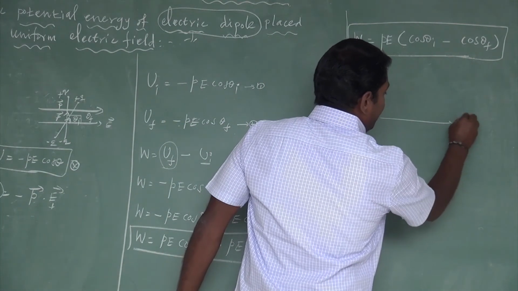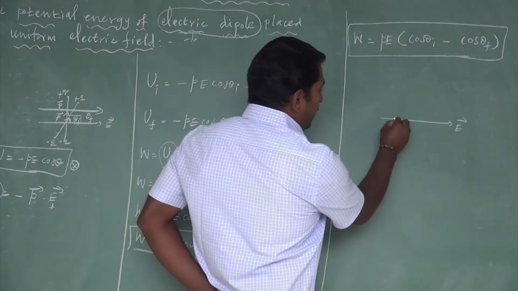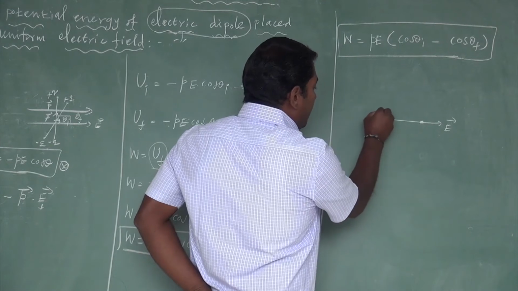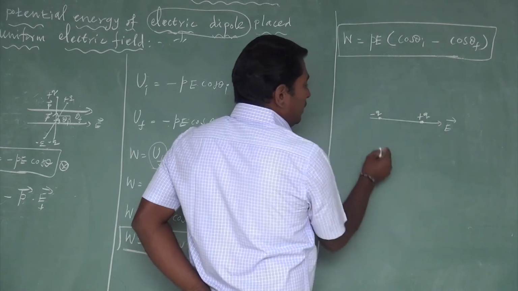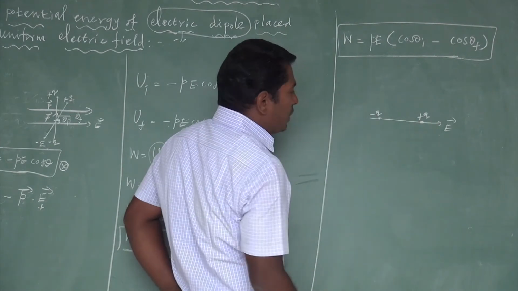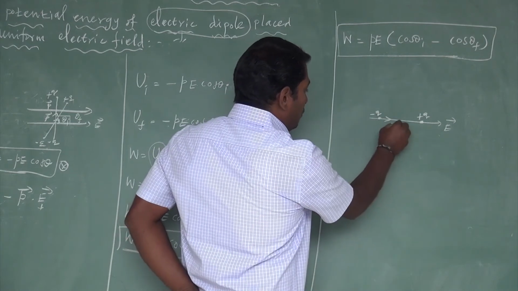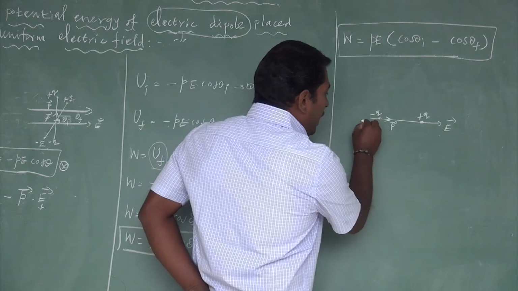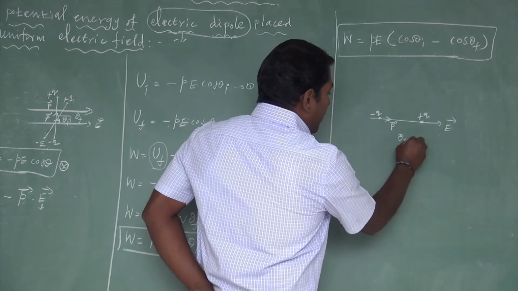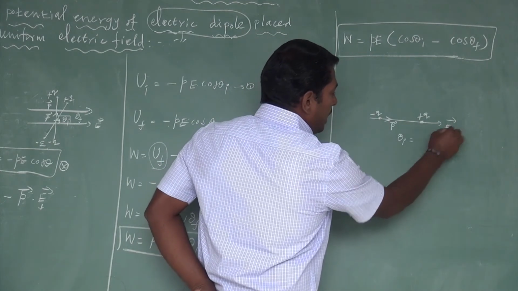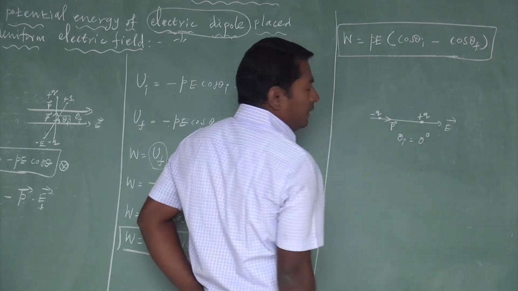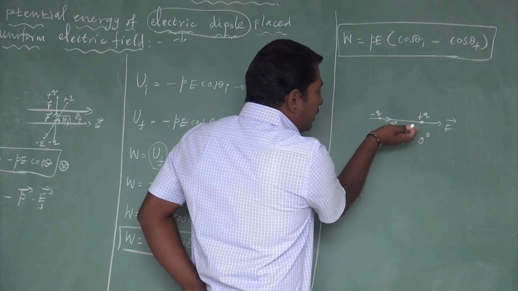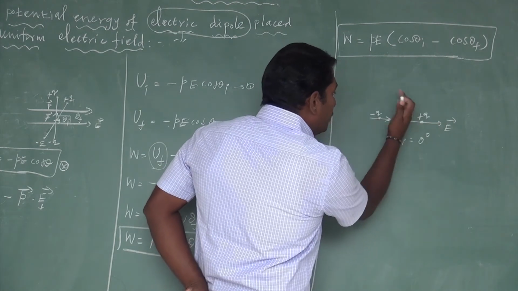This is the direction of electric field. Initially, dipole is lying along the direction of electric field, minus q charge and the plus q charge. Direction of electric dipole moment acts along the direction of electric field. Initial angle between direction of electric dipole moment and the direction of electric field is 0 degree. Now this position of electric dipole is rotated from axis parallel to perpendicular.